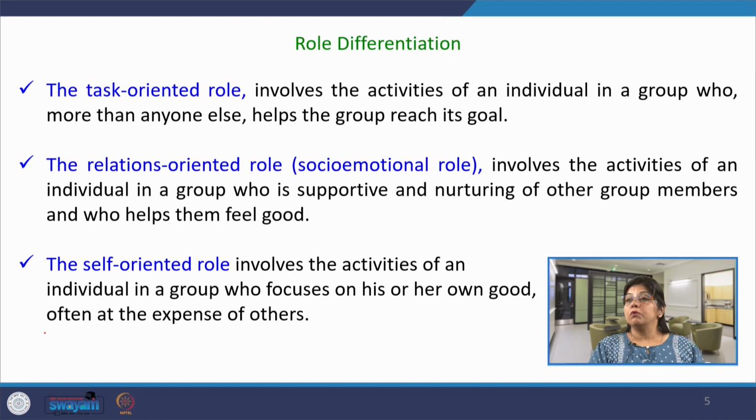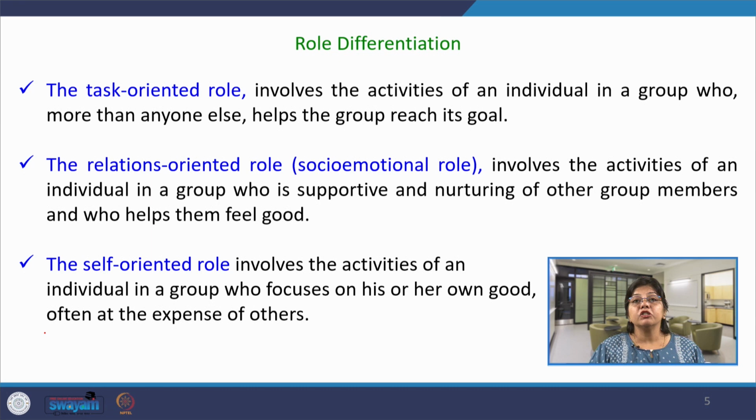So, what are those roles that can be differentiated, based on social roles as well? First is the task oriented role. It involves the activities of an individual in a group who more than anyone else helps the group reach its goal. Maybe an employee is already performing his role, but at the same time he is also being asked to perform some other roles in collaboration with other co-workers. This is task oriented roles.